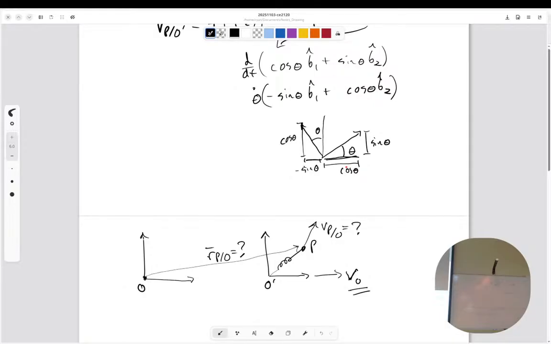Okay. Hold position, you know, it's constant velocity. Hold position. Oh, okay. Yeah. That was really nice.